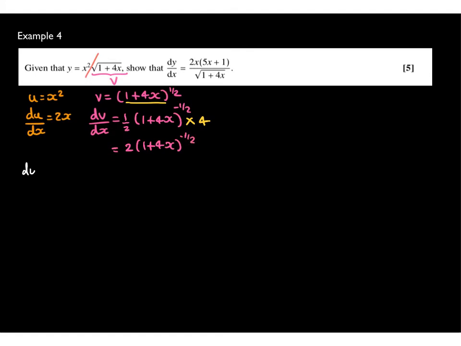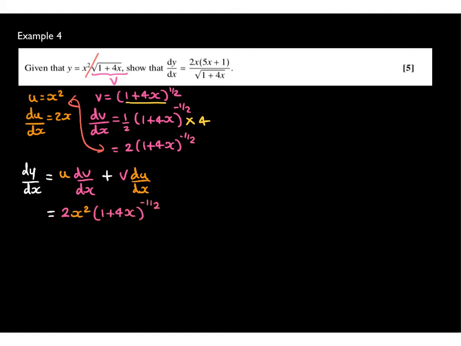What is dy by dx then equal to? Again, we're using the product rule, which we've now seen many, many times. And this should be very, very familiar to us as a process. So, starting by multiplying these parts together, u multiplied by dv by dx, we have 2x squared, 1 plus 4x to the negative a half. And then multiplying these parts together, we then have 2x, 1 plus 4x to the power of a half.